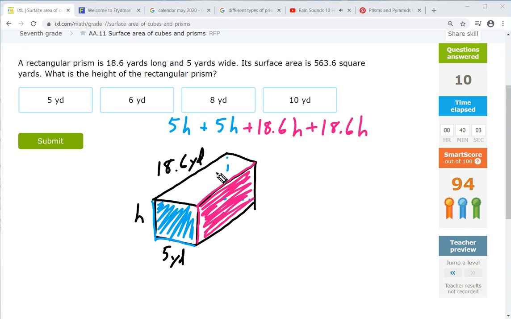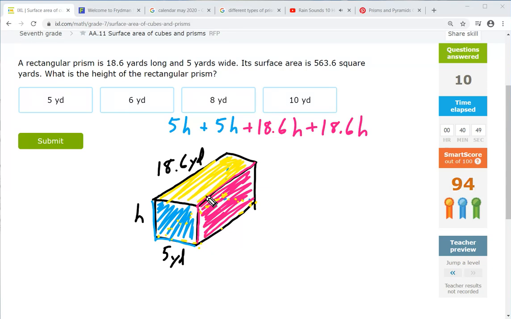So they're actually going to be two faces. I think I'm using the wrong word. I should say face. Two faces which are both 18.6h square yards in area. Now, did we miss anything? Yes, we missed the top face, and we also missed the bottom face, which is the same as the top face. So the bottom face, which is hard to see unless you have X-ray vision, has the same area as the top face.